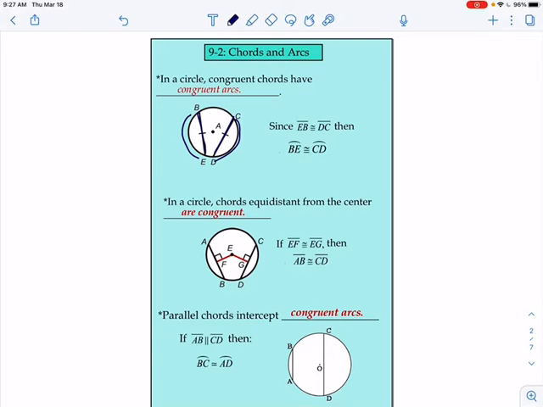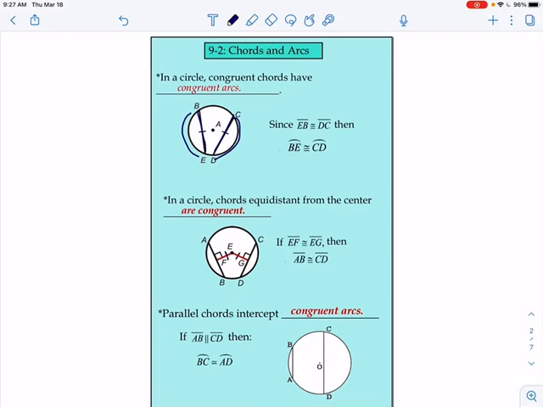Okay, the next thing that we're going to talk about today is, in a circle, chords equidistant from the center are congruent. So again, in the picture below, if those red line segments, EF is congruent to EG, then that means that AB is going to be congruent to CD. Again, those are line segment symbols above there, and this is an arc symbol, line segment symbol. So just be careful of your symbols because that's going to be important.